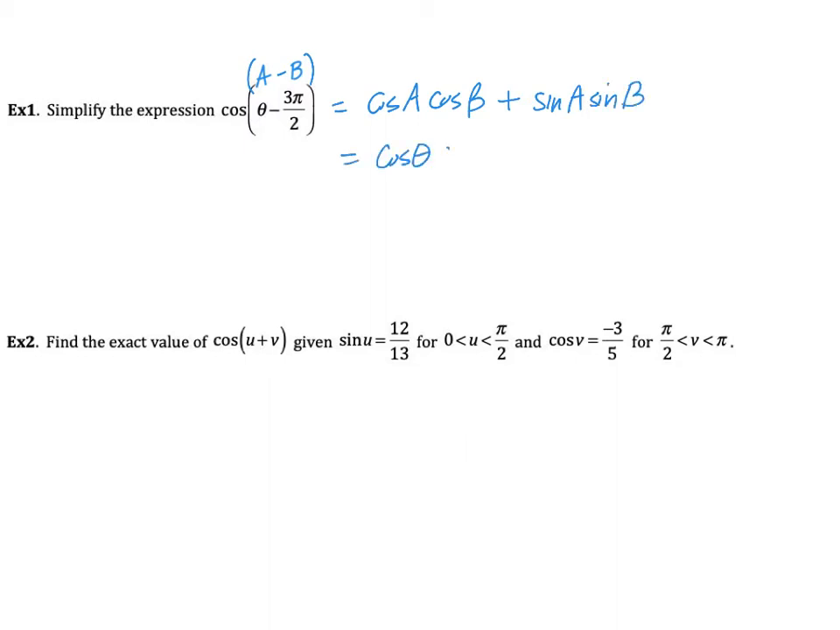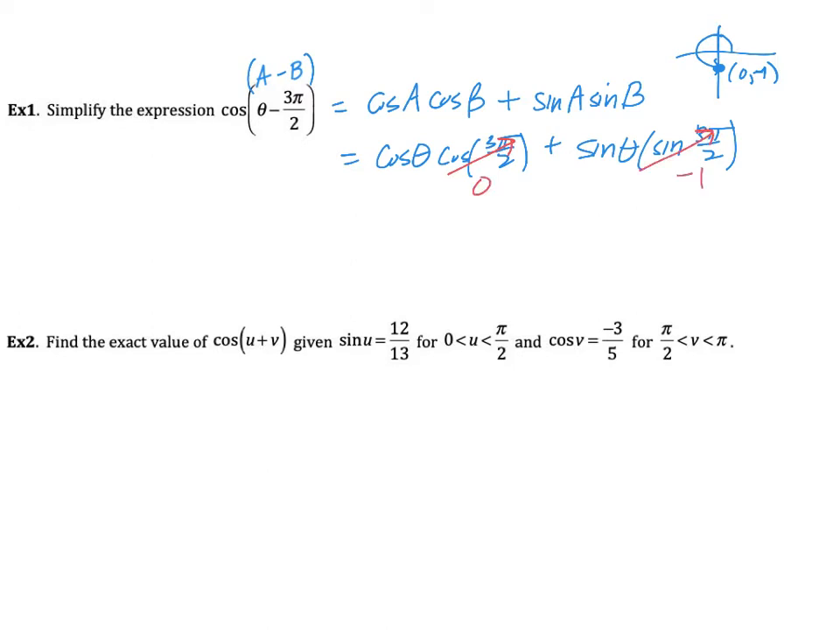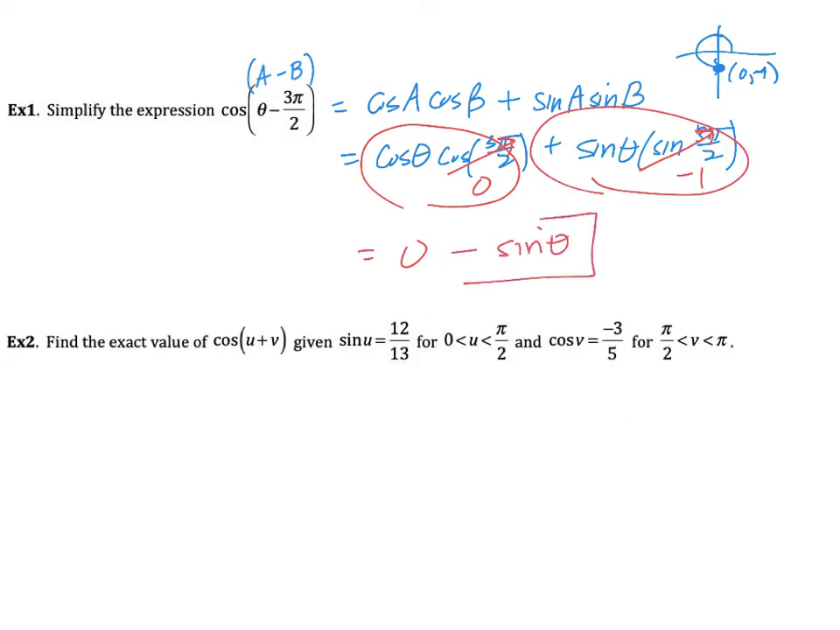So it's cosine of theta times cosine of 3 pi over 2 plus sine of theta times sine of 3 pi over 2. So where is 3 pi over 2? That's here, where your ordered pair is 0, negative 1. So cosine of 3 pi over 2 is equal to 0, and sine of 3 pi over 2 is equal to negative 1. And so 0 times anything is equal to 0, and negative 1 times sine is equal to negative sine. So my answer there is just negative sine theta. So this equals negative sine theta.